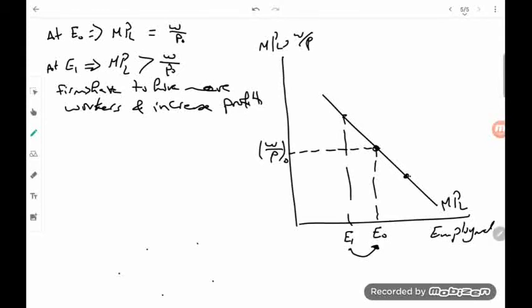Okay, what about E2? At an employment level of E2, in this case, marginal productivity of labor is less than the wage rate, and the employment level is greater than the profit maximizing level. So firms could increase profit by decreasing labor.